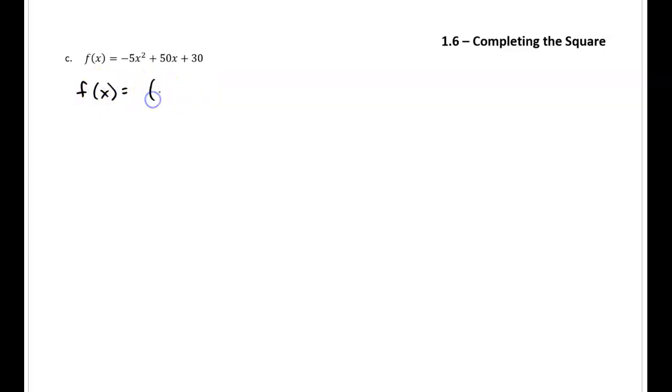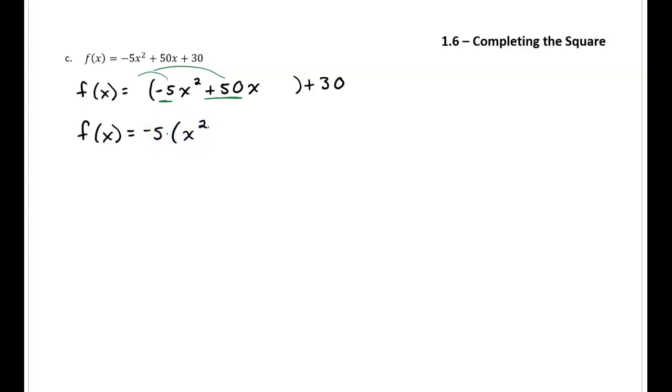Let's group the parts that have an x somewhere. 50x plus 30. Keep that on the outside for now. Then we want a positive 1x squared here. So I need to factor out the negative 5, not just the 5, but the negative as well. So if I factor out a negative 5, I'm going to end up with that positive x squared that I need.